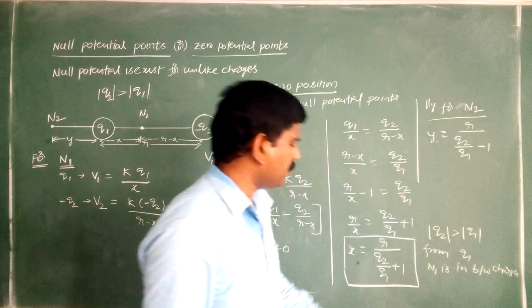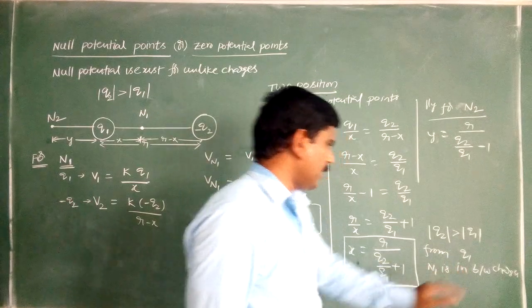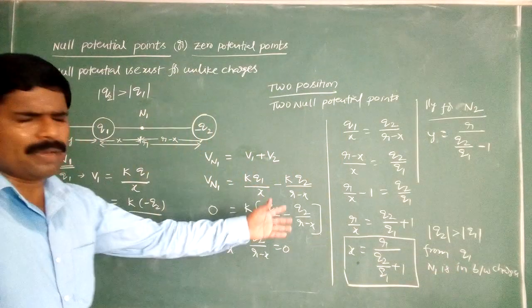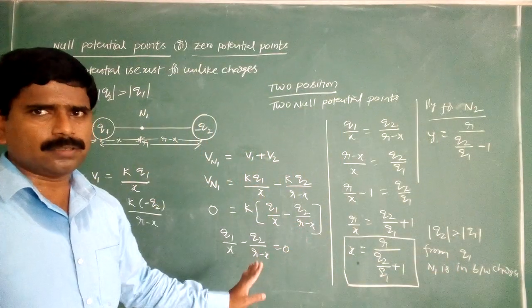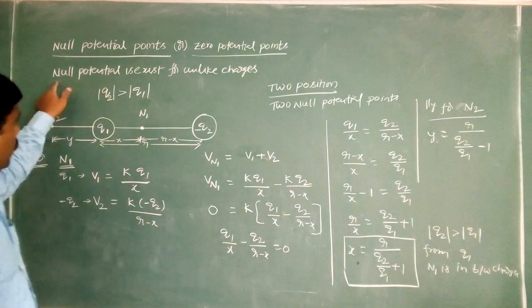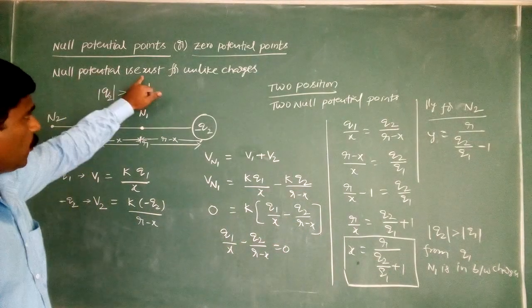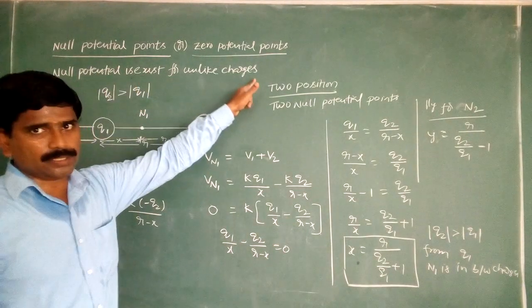Modulus of Q2 more than that of Q1: the position of the null point from Q1, N1, is in between the charges. Compulsorily both are unlike charges. There is no need to write that, because we already wrote that null potential exists for unlike charges.